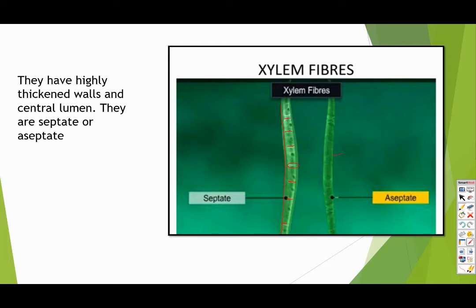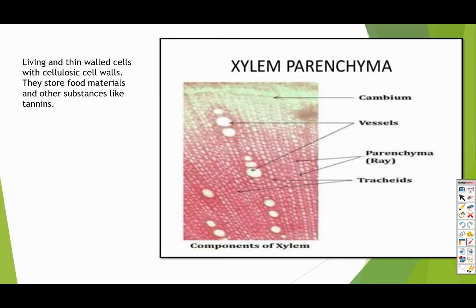Moving on to the next one, xylem parenchyma. Now we have covered tracheids, vessels, and xylem fibers, and xylem parenchyma is the next one. Now coming to your xylem parenchyma. Children, this is the only living cell in the xylem.